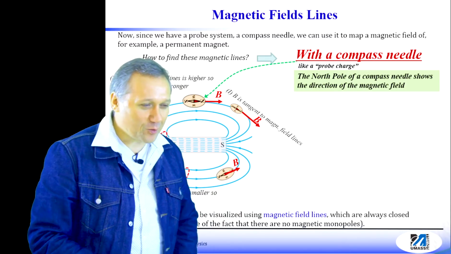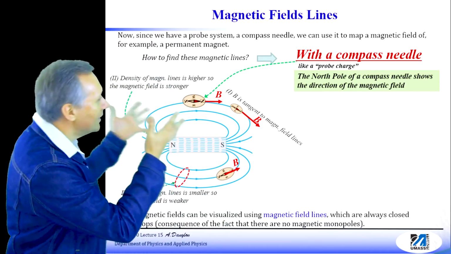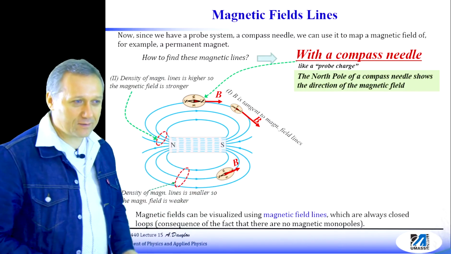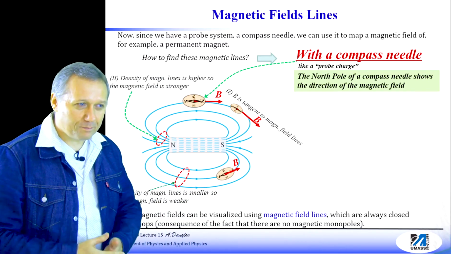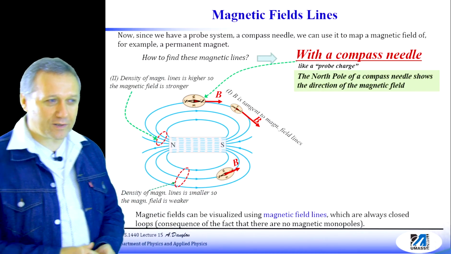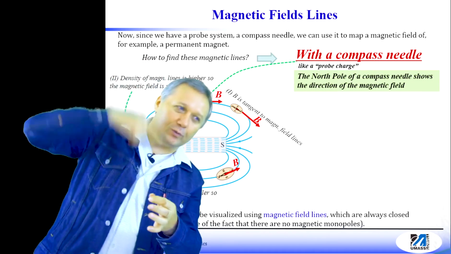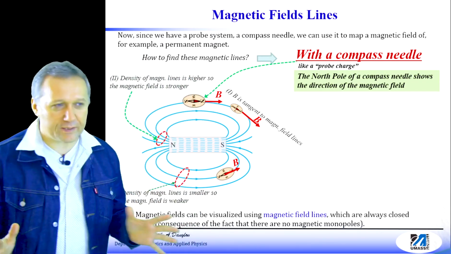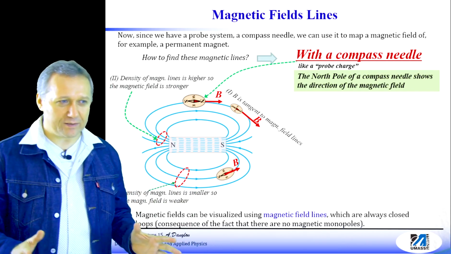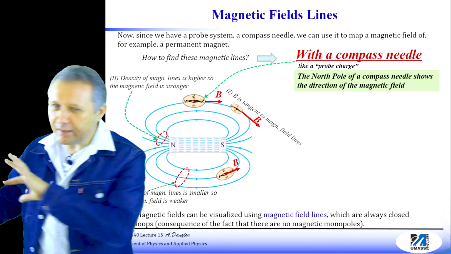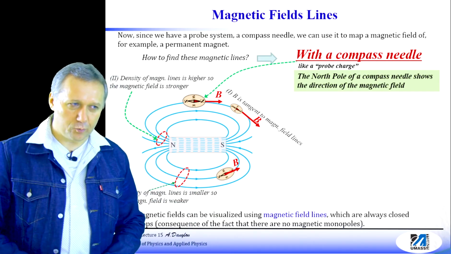So where should they start? Where should these magnetic field lines start? Nowhere. They don't start, they don't end. They form closed loops all the time. In the world of magnetism, all magnetic field lines form loops.